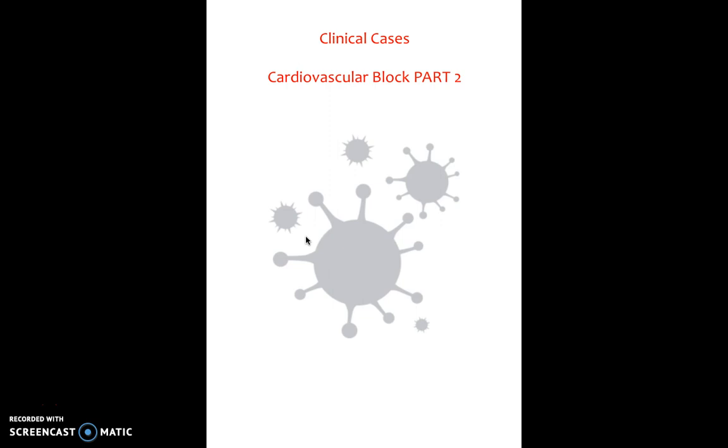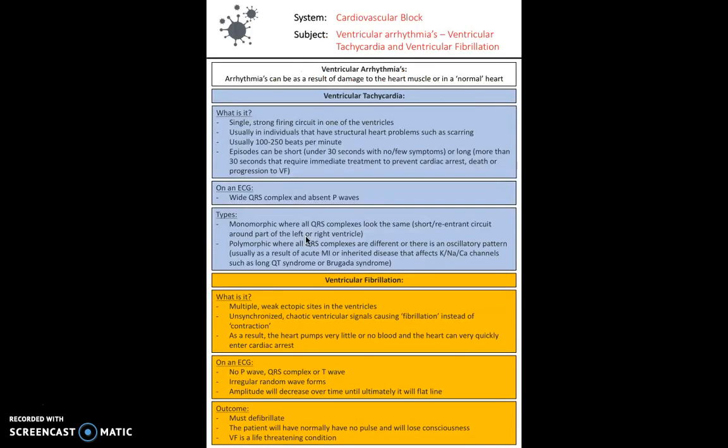So to start with looking at arrhythmias, you can have ventricular or supraventricular arrhythmias. Now ventricular arrhythmias can be as a result of damage to the heart muscle, or they can also be in a normal heart. A ventricular tachycardia is a single, strong firing circuit in one of the ventricles, and usually these individuals do have structural heart problems such as scarring, and this could be from a previous myocardial infarction. In ventricular tachycardia, you'd expect to see between 100 and 250 beats per minute, in comparison to your normal heart rate, which is 60 to 100 beats per minute.